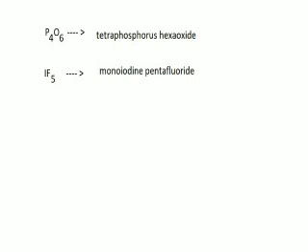But often, when you have exactly one of the first element, people tend to leave the first mono off. And so that would more generally be simply known as iodine pentafluoride. And so those are the rules for naming simple bi-elemental compounds that are molecular in nature.